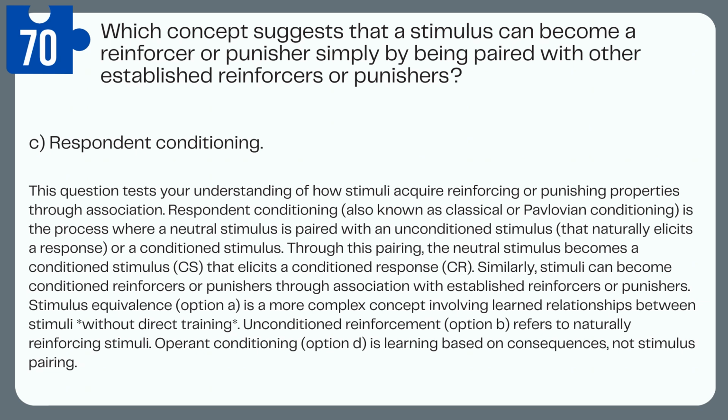Stimulus equivalence, option A, is a more complex concept involving learned relationships between stimuli without direct training. Unconditioned reinforcement, option B, refers to naturally reinforcing stimuli. Operant conditioning, option D, is learning based on consequences, not stimulus pairing.